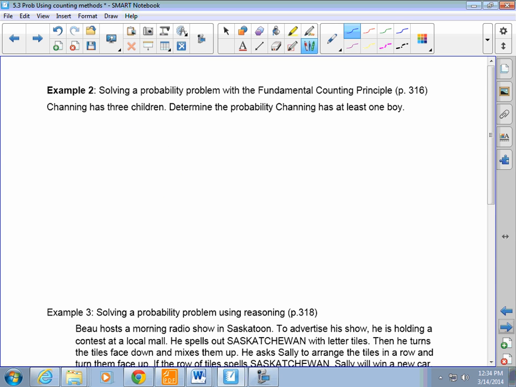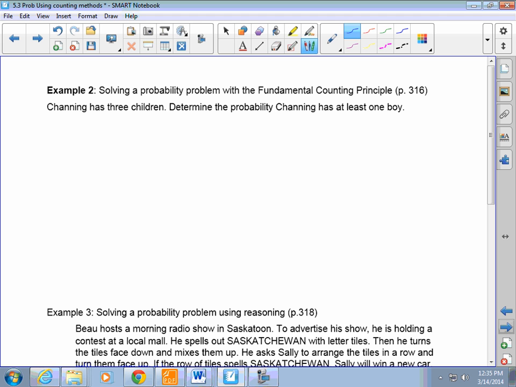Okay, we're going to look now at doing a problem using the fundamental counting principle. So if you remember, the fundamental counting principle is looking at each of the possibilities and you multiply them together. So it says Channing has 3 children. Determine the probability of Channing having at least 1 boy. So at least 1 boy means he could have 1, 2, or 3 boys.